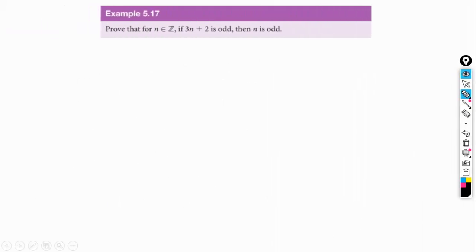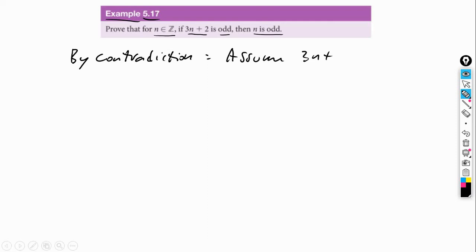So next we're going to do example 5.17, and it says, prove that for n belonging to the integers, if 3n plus 2 is odd, then n is odd. So again, we say by contradiction, and we're going to assume that 3n plus 2 is odd, but we're going to assume that n is even.